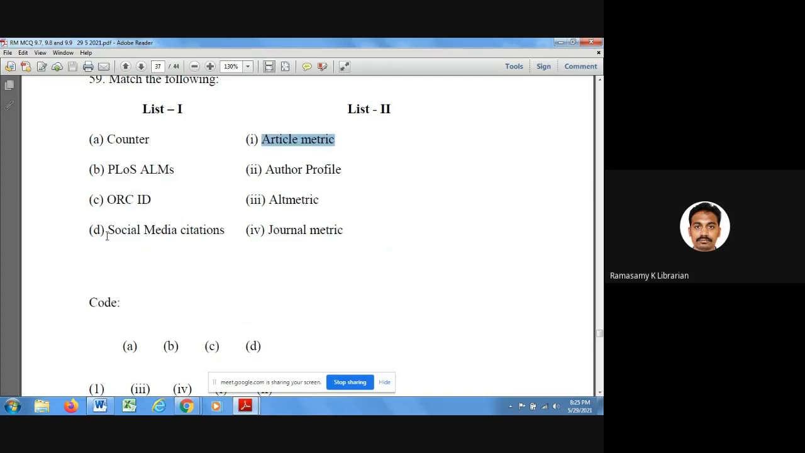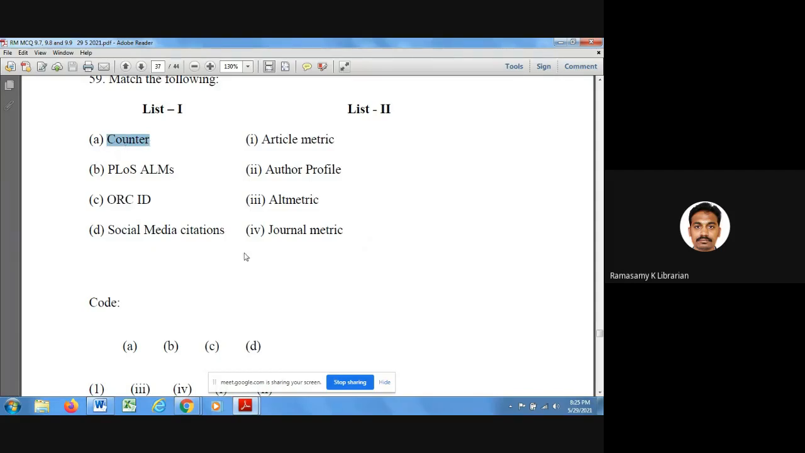Then comes social media citation. How many times your research paper is cited in Facebook, Twitter, LinkedIn, WhatsApp. That kind of analysis is called altmetrics, alternative metrics. I think we discussed that also. Then comes COUNTER. COUNTER is a service from a leading, I think from JSTOR, I think.